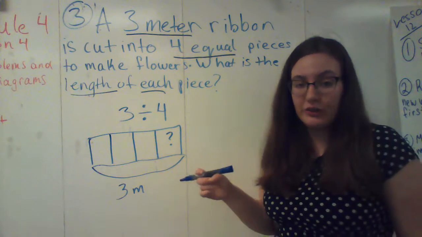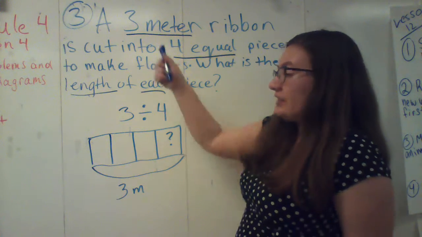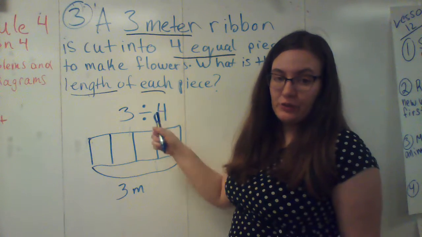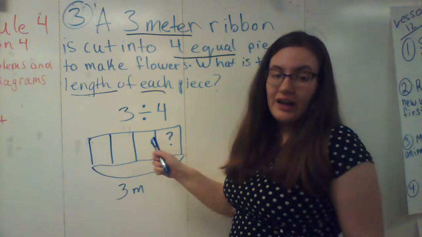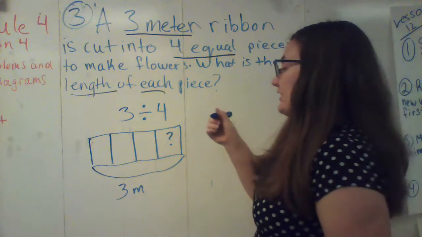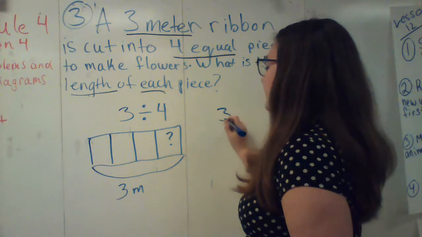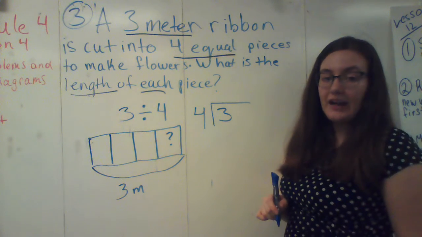And this is basically what you're going to be doing on most of the problem set and homework set: you're going to figure out what the problem is asking you to do, create your division expression, create your tape diagram, and then show me your work with a standard algorithm. So right now I have 3 divided by 4. So I have this problem right here.